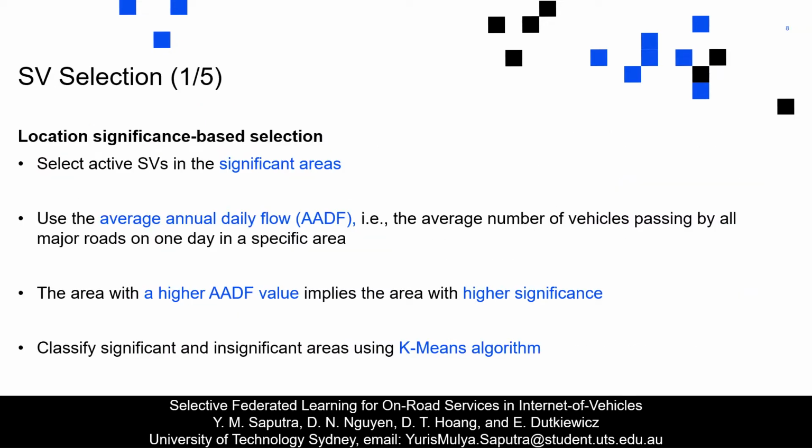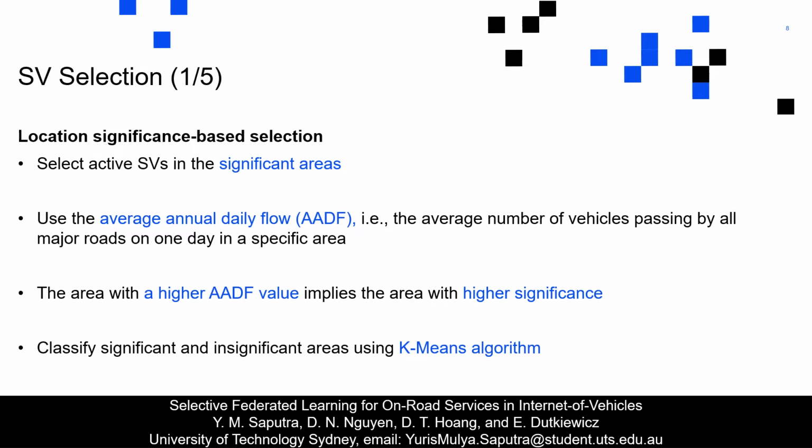So we first discuss the location significance based selection. In this case, we need to select active SVs in the significant area. So what is a significant area? The significant areas can be classified based on the average annual daily flow, or AADF. This means the average number of vehicles passing by on major roads on one day in a specific area. Based on this information, if we have a higher AADF value, it implies that the area has higher significance, because we have more vehicles, more volume that may have meaningful information to provide on road condition. So in this case, we can classify the significant and also the insignificant areas using the k-means algorithm.